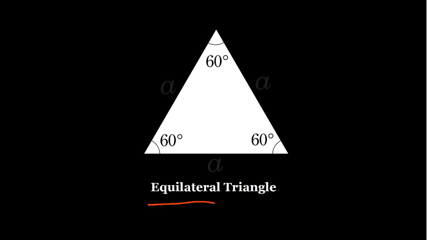Okay, today we're going to be learning about several types of triangles. The first type of triangle that we're going to learn is called an equilateral triangle. This means that all sides are equal and all of the angles are equal. All of the angles equal 60 degrees.